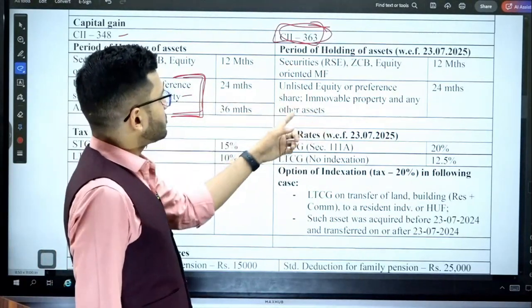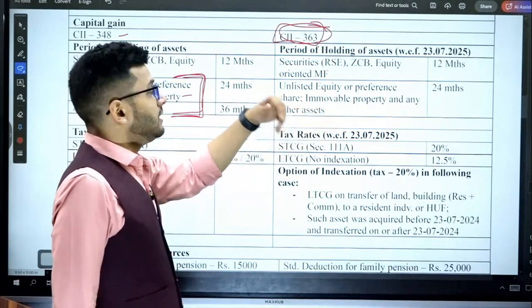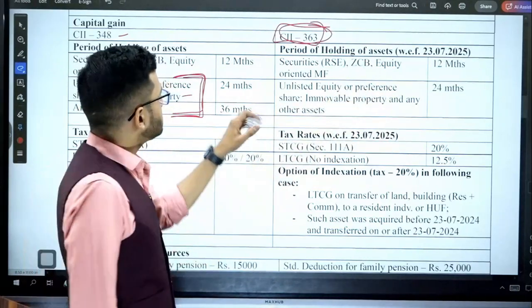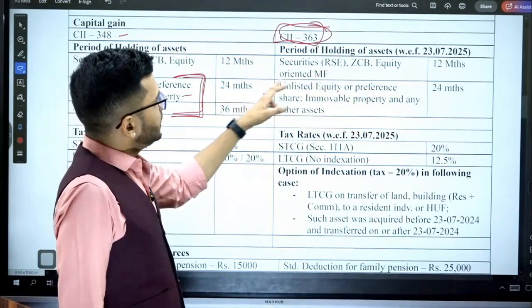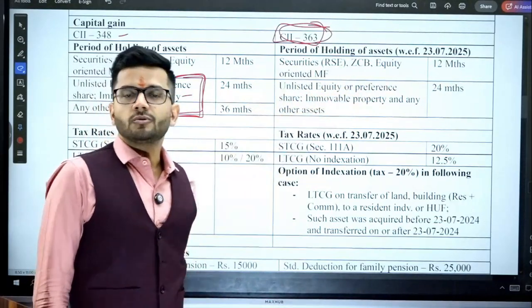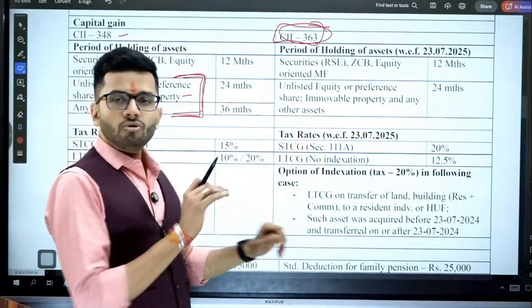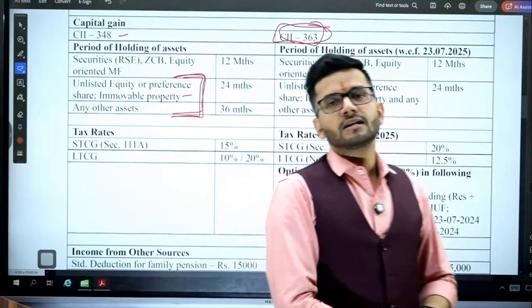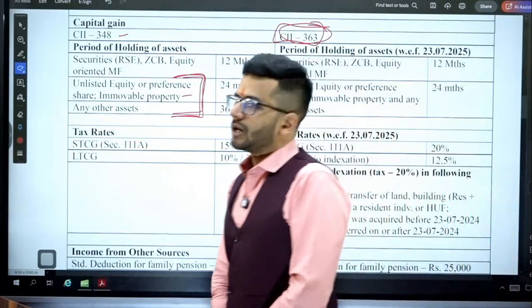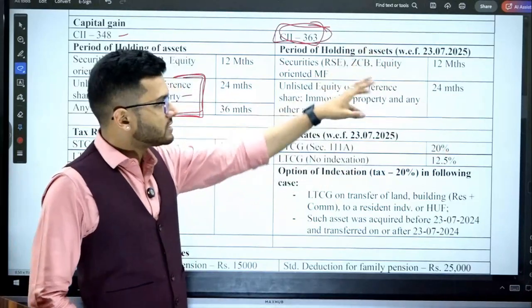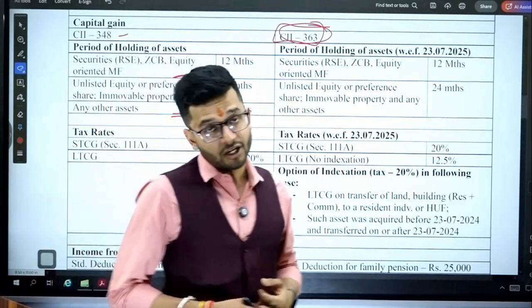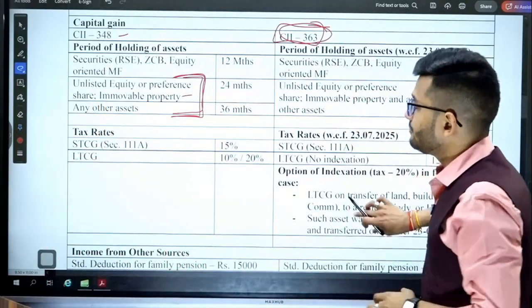The unlisted equity shares, preference shares, immovable property, and any other asset are covered under 24 months, and securities, zero coupon bonds, equity oriented mutual funds are covered under the 12 months criteria. So now there is no 36 months criteria. The assets will turn long term as soon as they cross 24 months in case they fall under this particular category. So this is the limit of the bifurcation which is given in the current law.